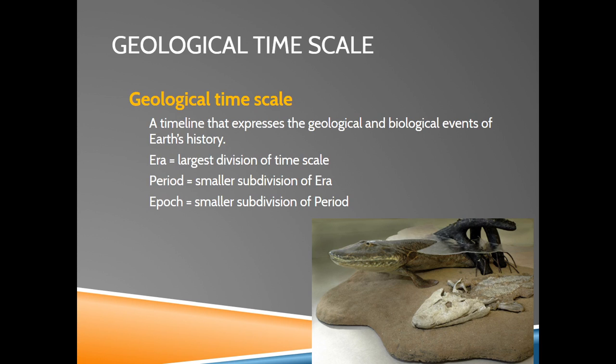So an era, as we were mentioning before, is the largest division of time scale. So really, really big. A period is a much smaller subdivision of era, and the epoch is a smaller subdivision of period. Now, if you look on the right there's a little fossil there, and this little guy is a very interesting cat.